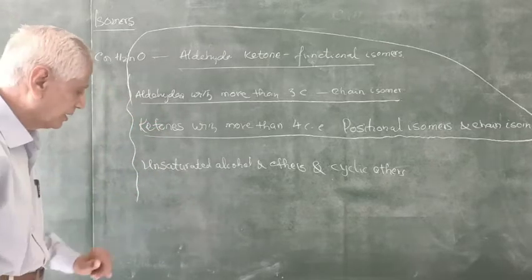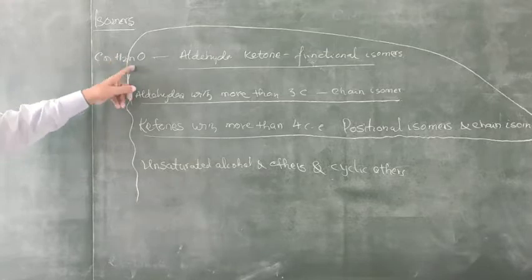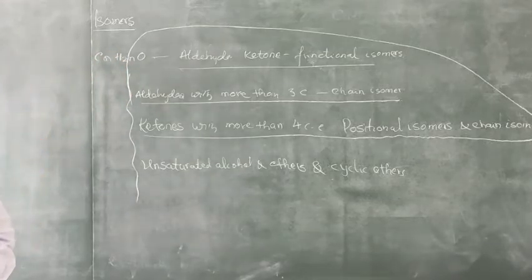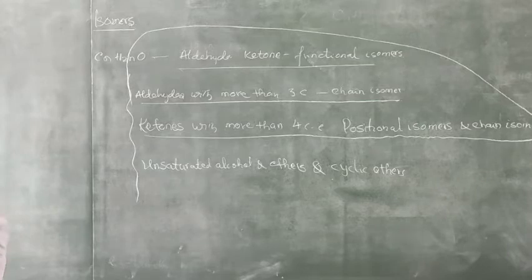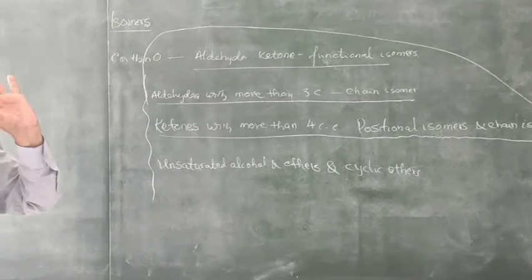So this is regarding the isomerism of aldehydes and ketones, which have the general formula CnH2nO. That means the compound has 2 hydrogen atoms less than alcohol. When there are 2 hydrogens less than alcohol, unsaturated alcohol is also possible. Unsaturated ethers are also possible. So think along those lines.